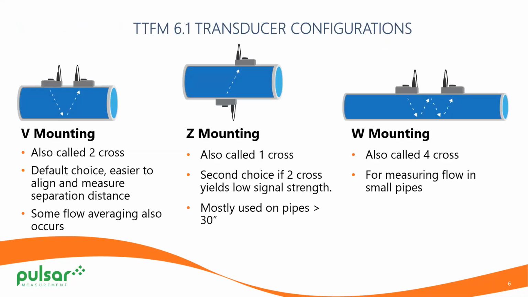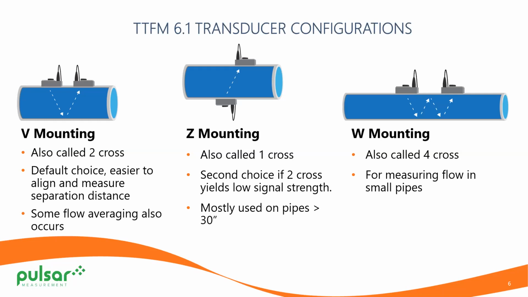And now in the TTFM 6.1, this is our transit time meter. We have 3 different types of configurations. By far the most common is the one to the far left. It's what we call our V mounting, also called a 2-cross. And in the meter menu, it will default to that. It'll automatically be a 2-cross. It provides flow averaging because you are taking a double path from one transducer to the other.